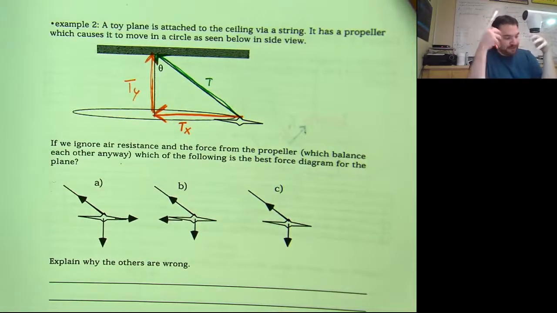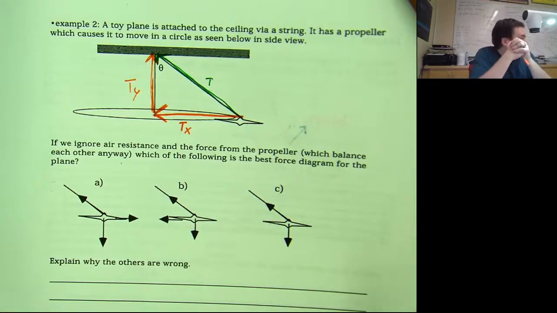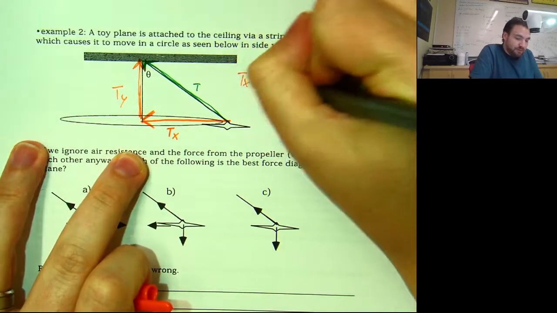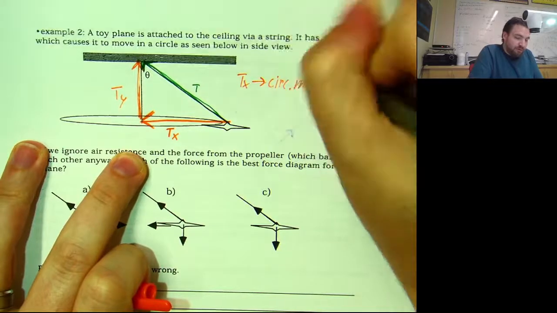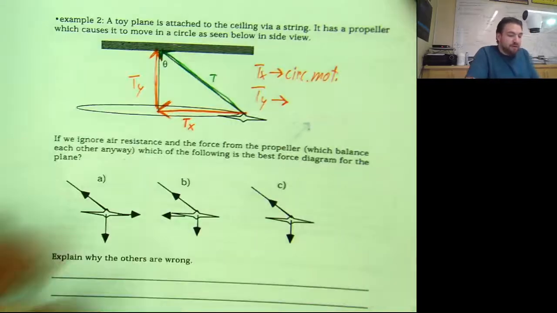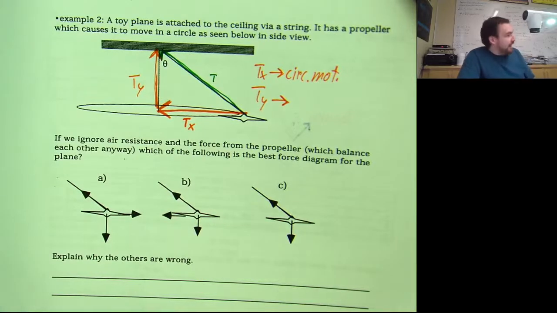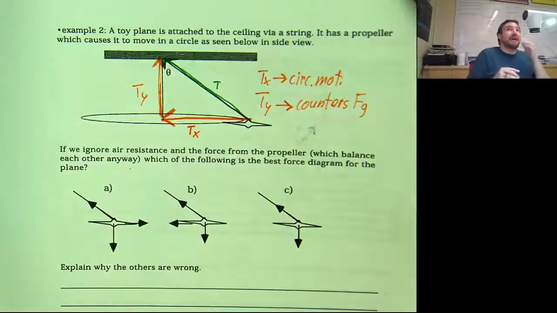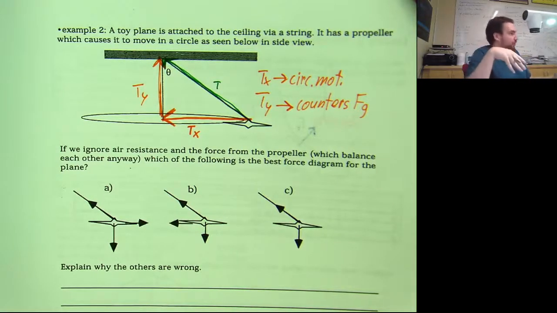Right now we can't solve for anything until we can figure out what they're doing. What are Ty and Tx doing? So Tx pulls it in. So Tx is responsible for the circular motion portion of this. Ty, if it's keeping it up, what's it counteracting? Yeah, it's counteracting the force of gravity. So by analyzing what they're doing, we can now go through and solve this problem.